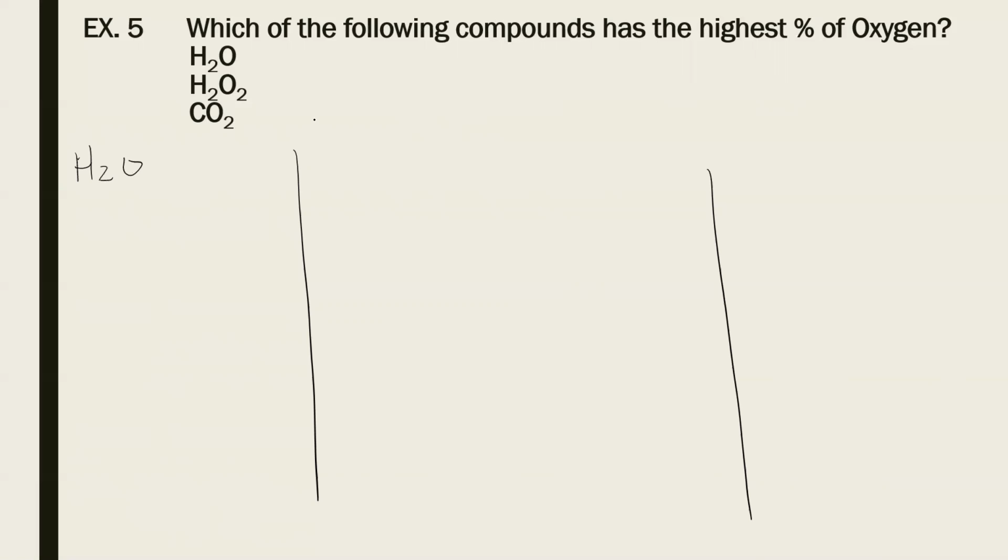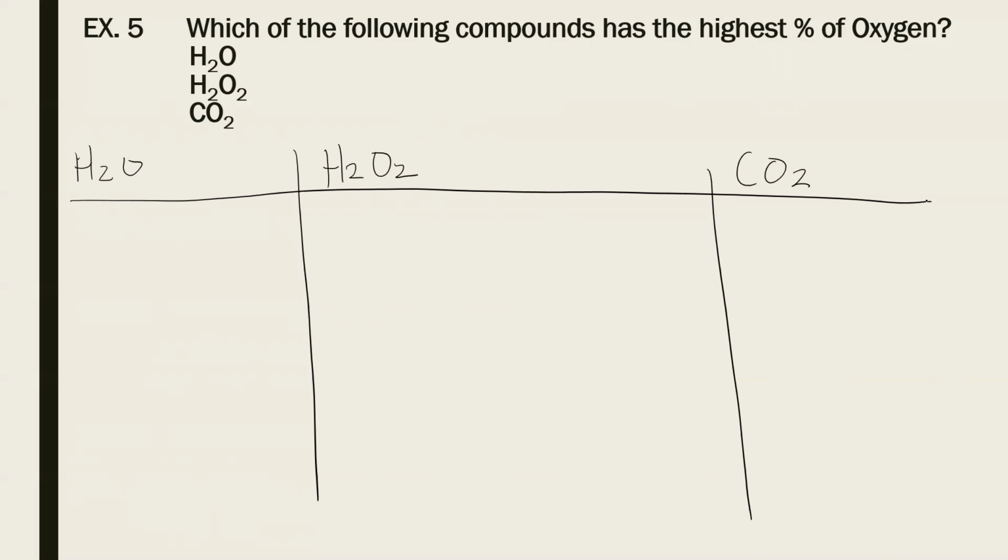So I've got H2O, which is water, H2O2, which is hydrogen peroxide, and CO2, carbon dioxide. Okay, I want to know which one of these has the greatest amount of oxygen. So I still need to look at the molar mass. So I still need to find the whole thing out. So 2 H's, 1 O. For this one, 2 H's, 2 O's. And for this one, 1 C, 2 O's.